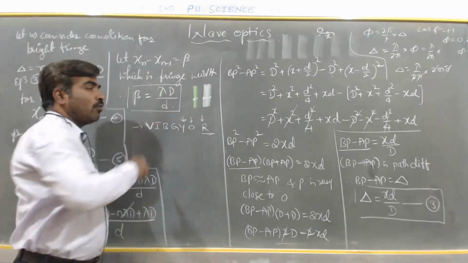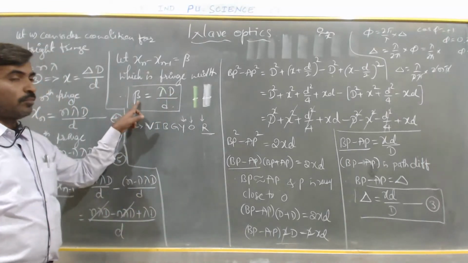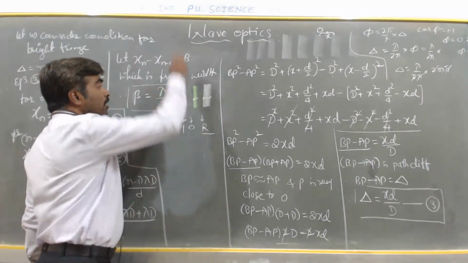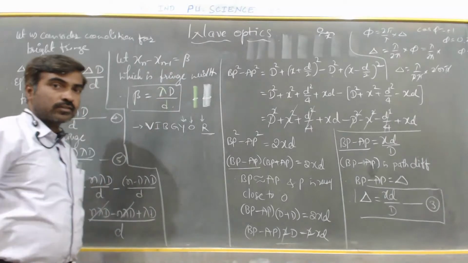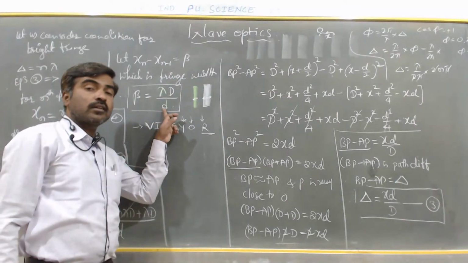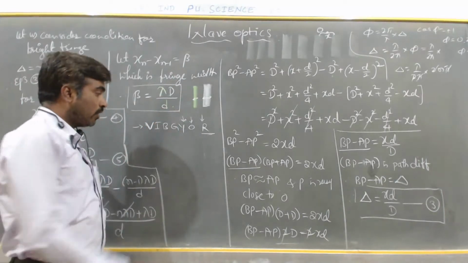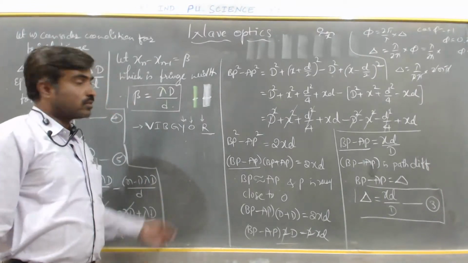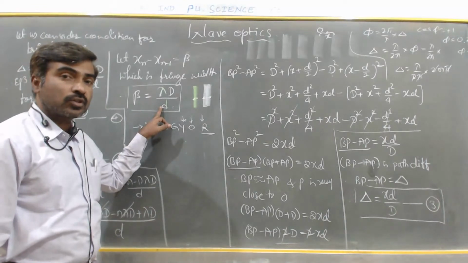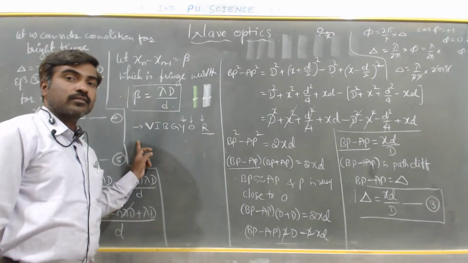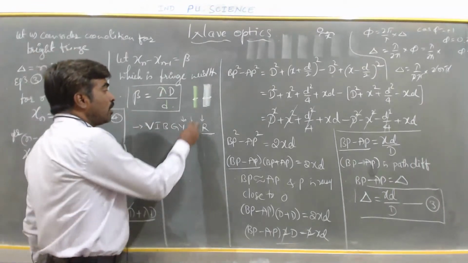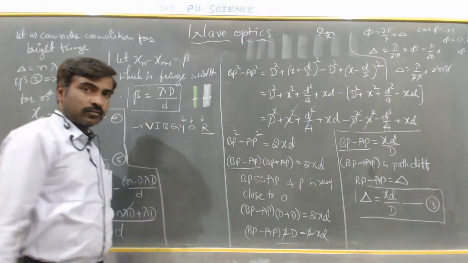Simultaneously, if the d value also changes, then the beta value also changes. If the small d, the distance between the two slits, is increased, which is inversely proportional, the beta value decreases. It is the same as that, with no need of changing the color.